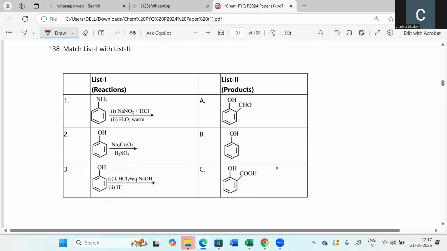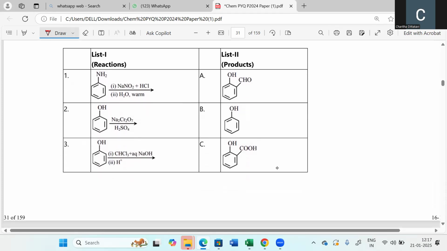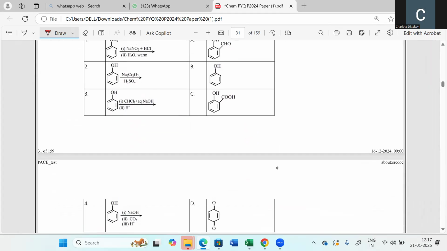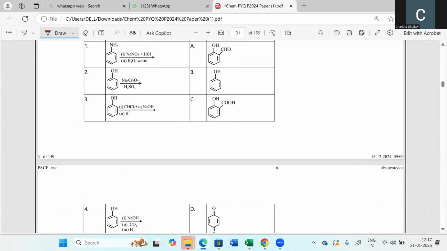Next, 138, match the reactions. This is your favorite again, I guess. So here it is NaNO2 and HCl. This is diazonium salt. Number one, reaction with diazonium salt, and then you get N2Cl formation. And then a water molecule is given, with H plus and OH minus. H plus will go with Cl, N2 will fly off, then OH. So 1 is going up with B, right?